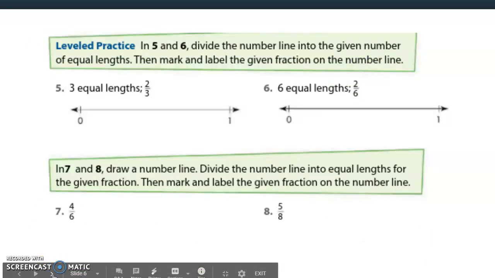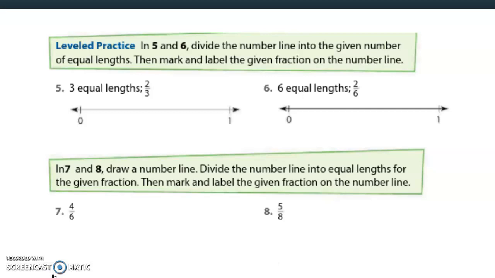Okay, so in numbers 5 and 6, we're going to divide the number line into the given number of equal lengths, then mark and label the given fractions on the number line. So what I would like you to do on your piece of paper or in your notebook, whatever you have, take the first line and divide it into 3 equal parts. And you're going to notice you only need 2 lines to do that.